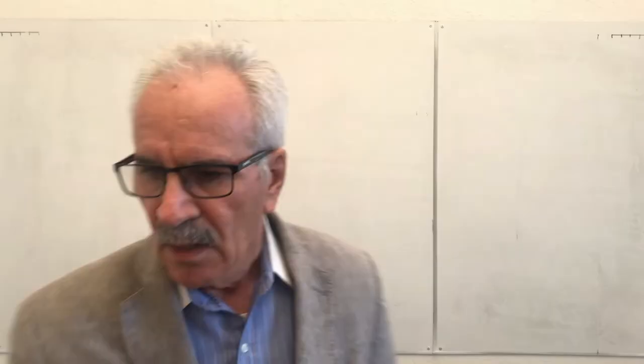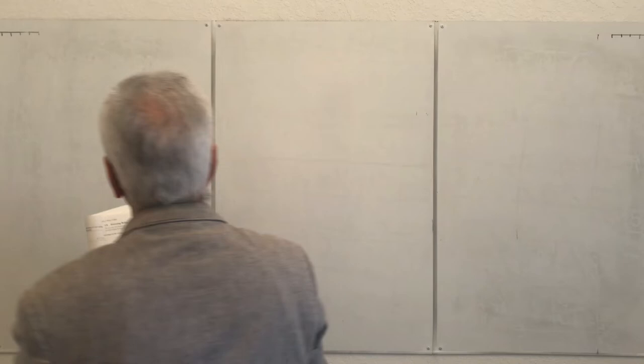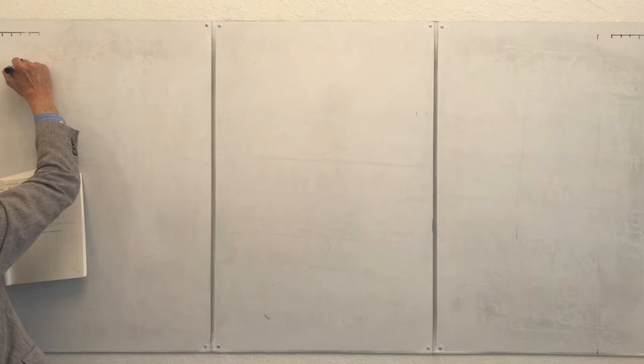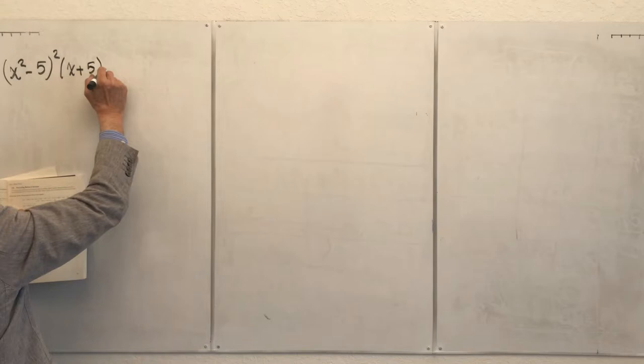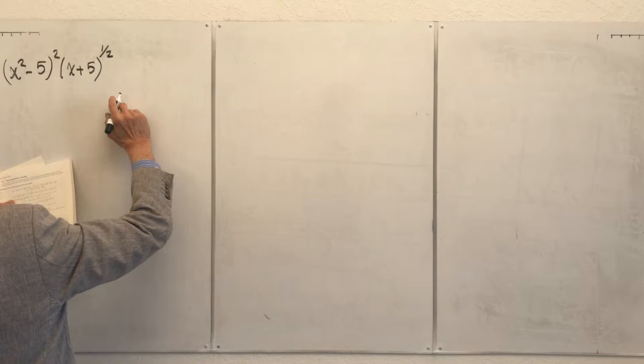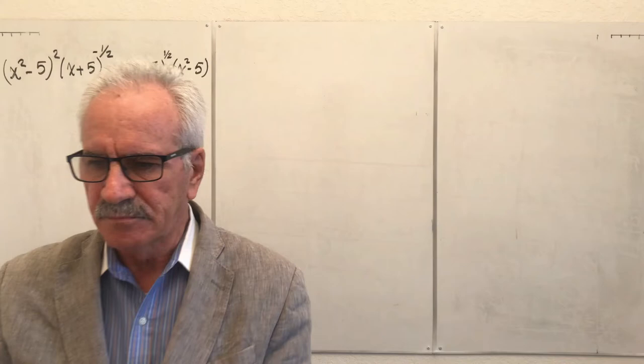Well, number two. Now we have here x squared minus 5, squared, times x plus 5 to the half. Let me see, is it positive or negative? I think it's minus half. Yes, it is correct. So what is confusing in this example?